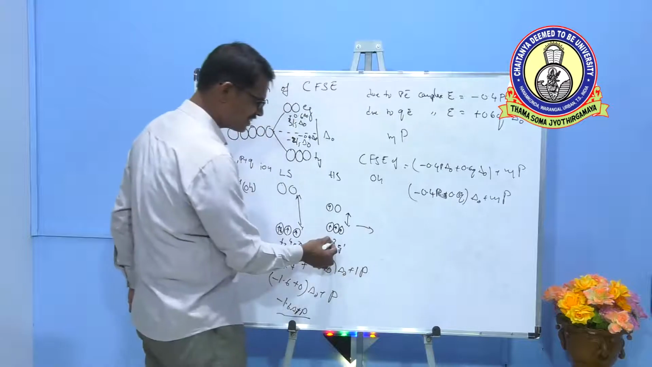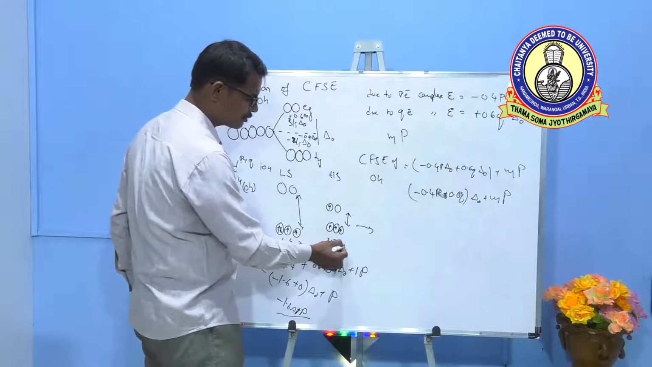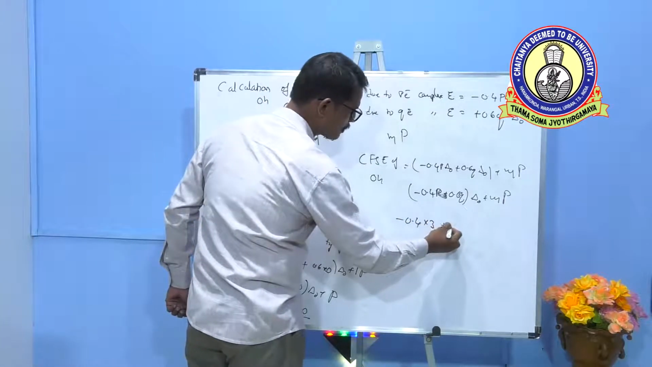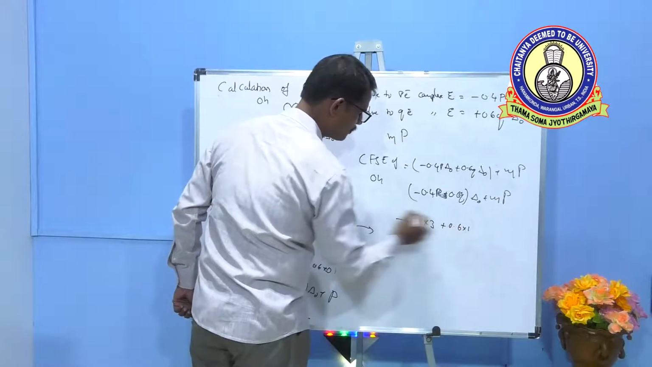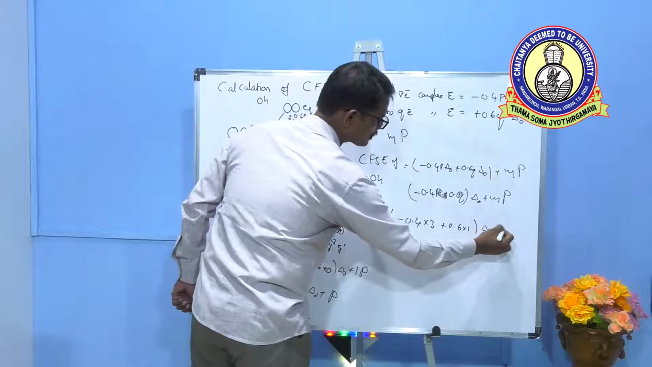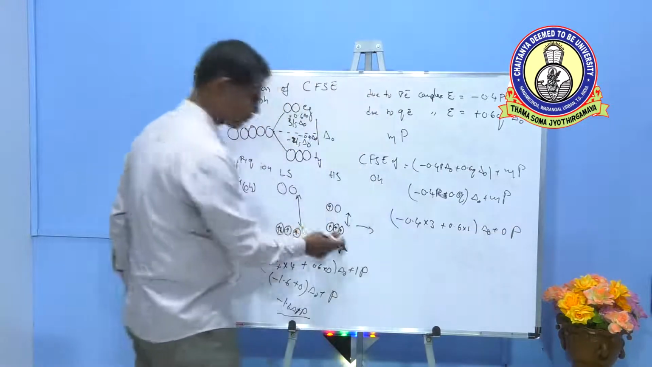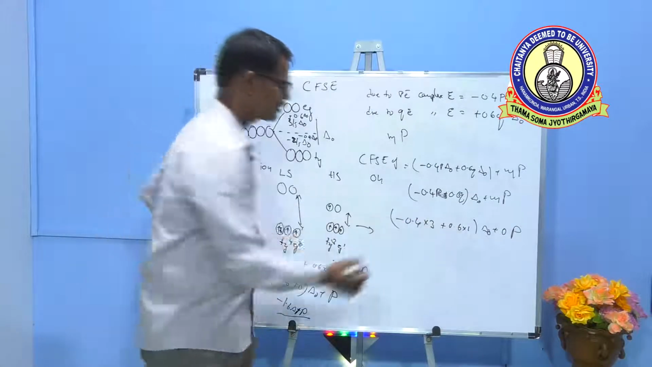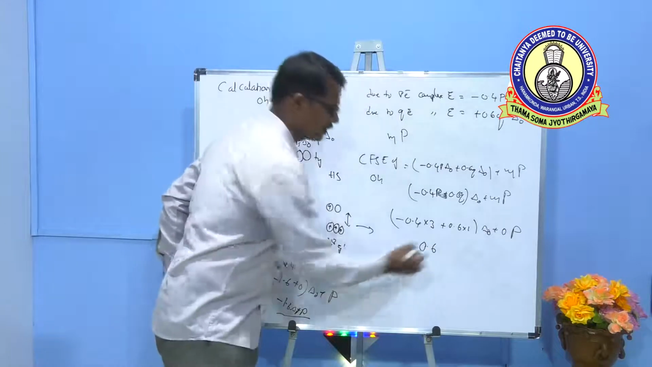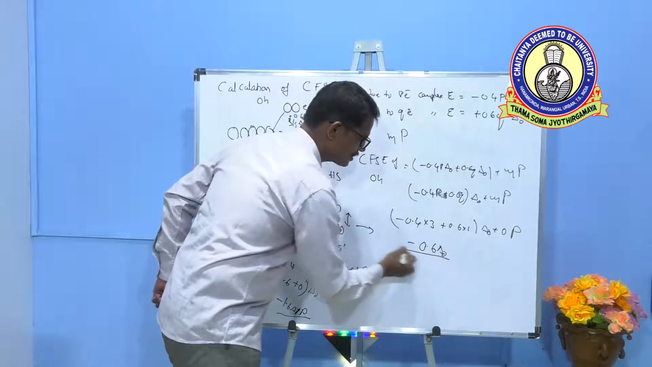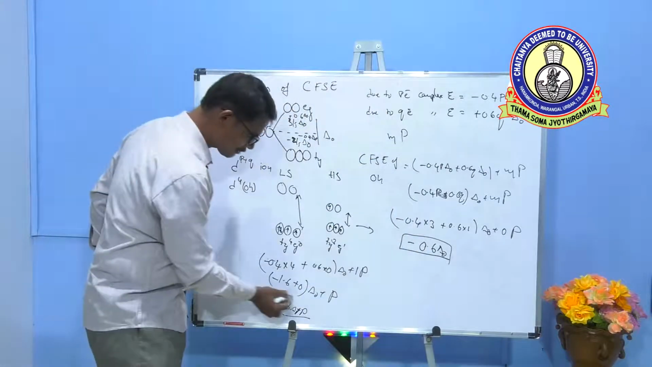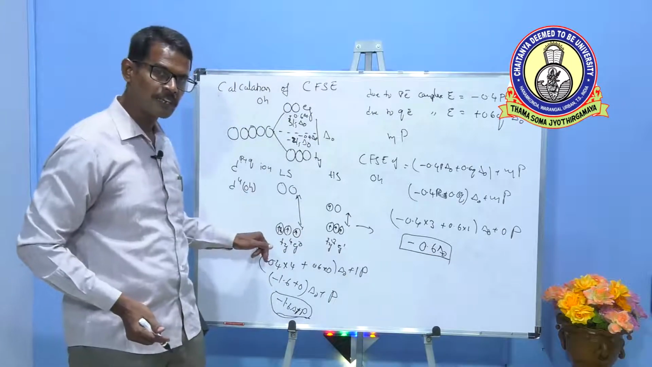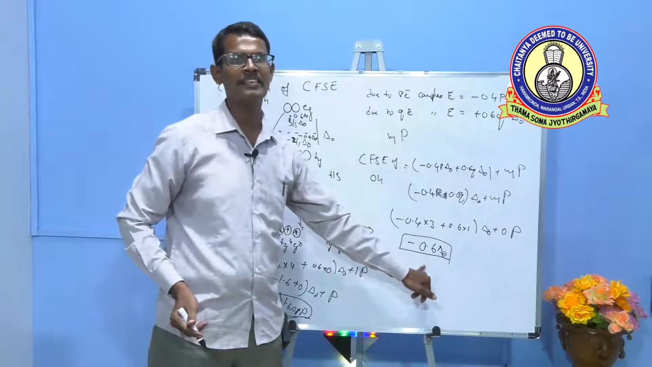In this case, for high spin, p electrons are 3 and q electrons are 1. So minus 0.4 into 3 plus 0.6 into 1 delta O plus 0 P, since there are no pairs. Minus 1.2 plus 0.6 is minus 0.6 delta O, which is the CFSE. Here minus 1.6 delta O plus P, here minus 0.6 delta O. So this is the low spin complex CFSE value and this is the high spin complex CFSE value.